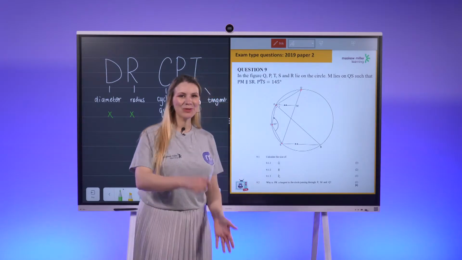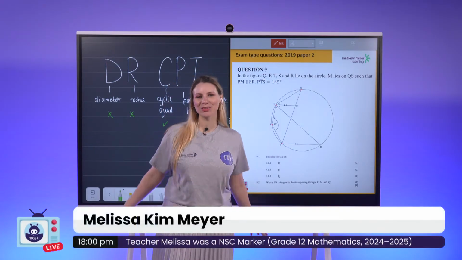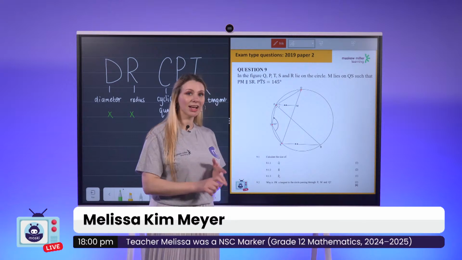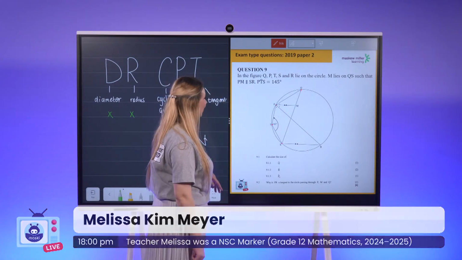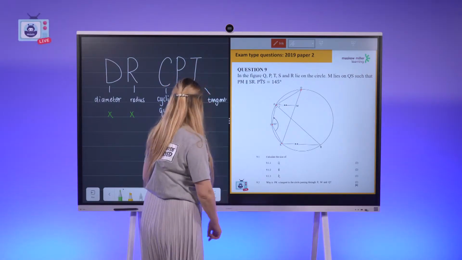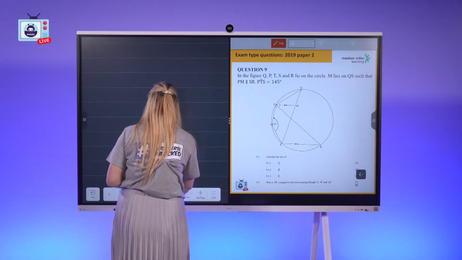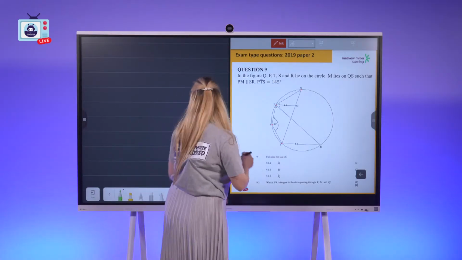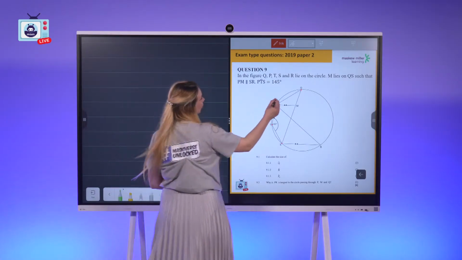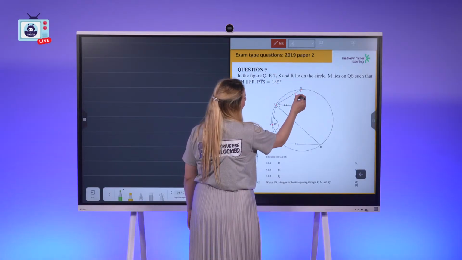Welcome back. I hope you took your pen and paper and you were going through this question. Remember, we have a cyclic quad, not one, but two, and we have a pair of parallel lines to look at. So let's start answering the question. Calculate the size of Q. Q is the angle over here.